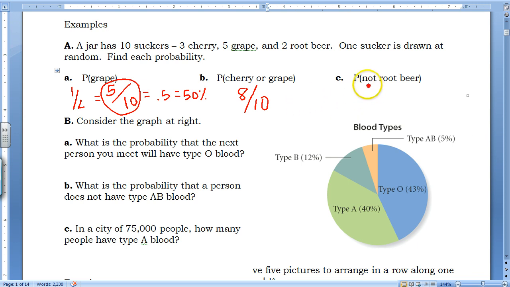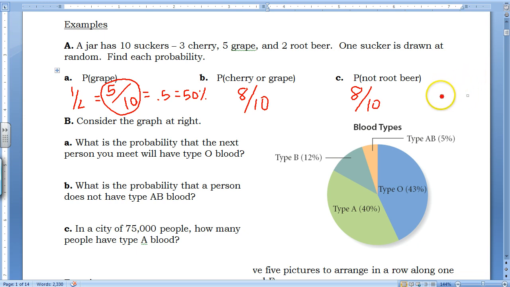The probability of not getting root beer. Well, if I look here again, here's root beer. I have 2 root beers. So I can say 10 minus 2 gives me 8. Or I could say these are not root beers. 3 and 5 put together makes 8. Either way, I get 8 out of 10.